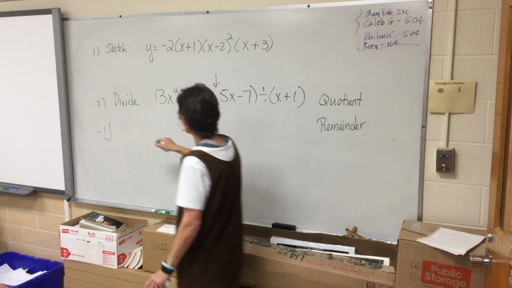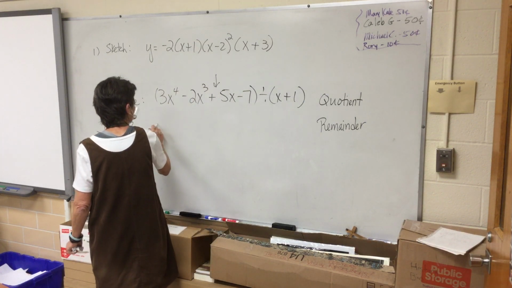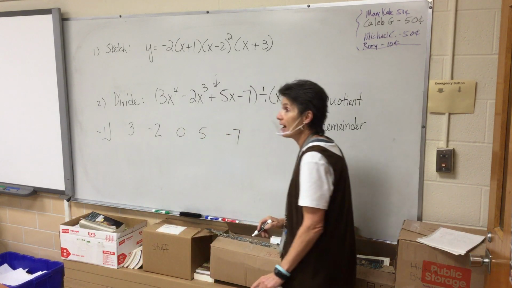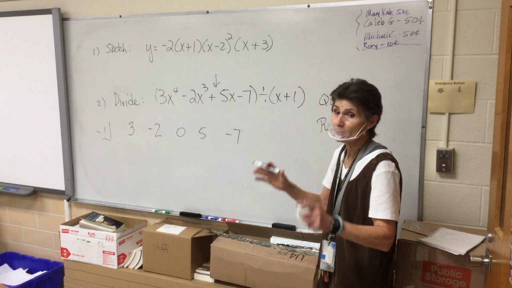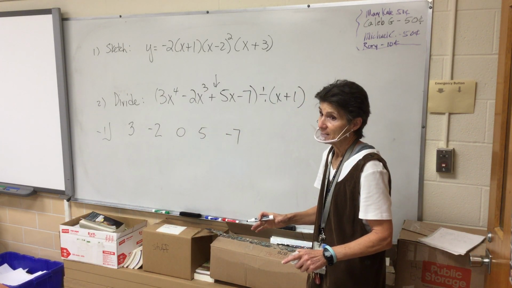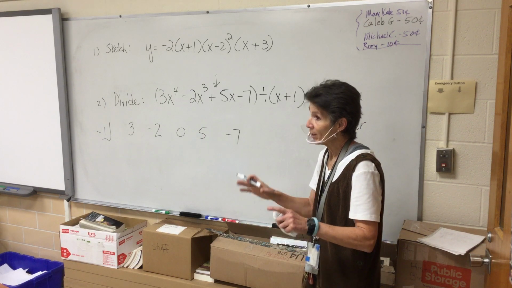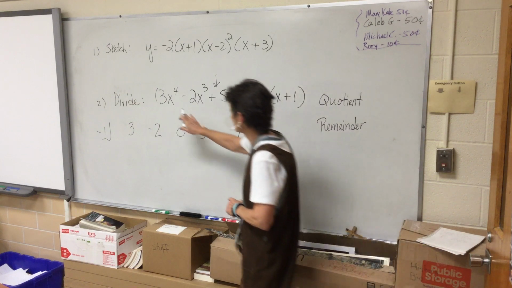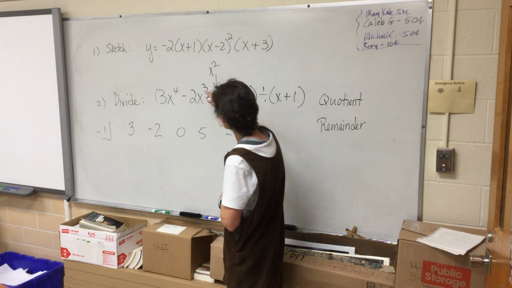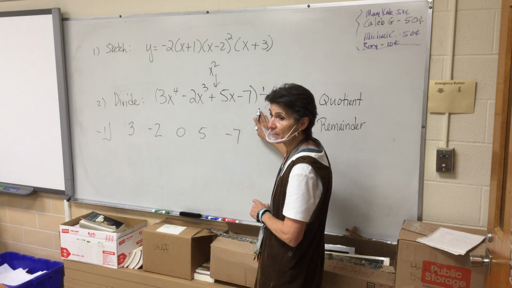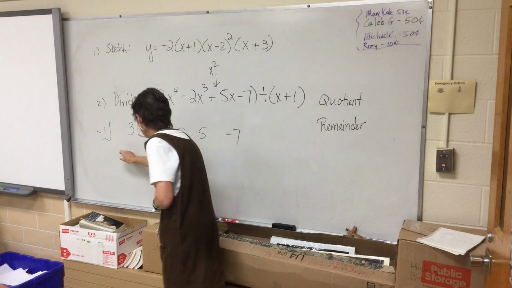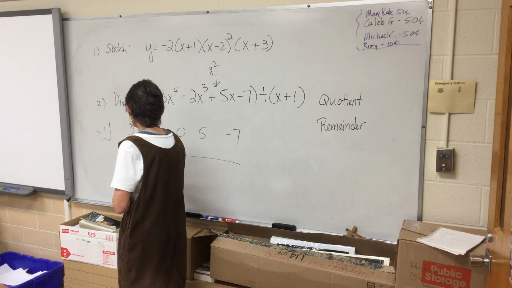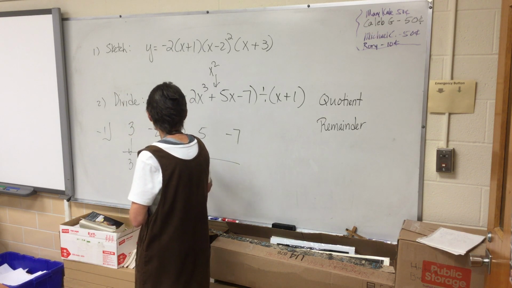And then your numbers here were 3, -2, 0, 5, and -7. Now, even if you missed that, do you see why you should have had a 0 in there? Because x to the 4th, x cubed, there's no x squared. All right? Okay, so then drop down the 3.